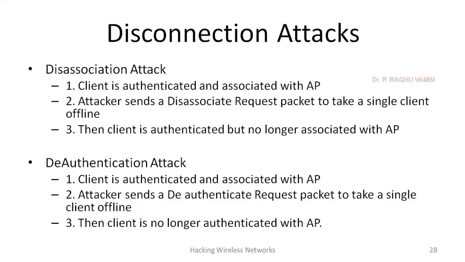In de-authentication, the first two steps are common. Like this, the client is authenticated and associated with an access point. Now the attacker sends a de-authenticate request packet to take a single client offline. In disassociation he sends a disassociation packet, and for de-authentication you are supposed to change the option. That's all. You are supposed to change the option with the same tool for performing de-authentication and disassociation. In our case, currently it is de-authentication. So we'll change the option and send it. Then the client is no longer authenticated with the access point.